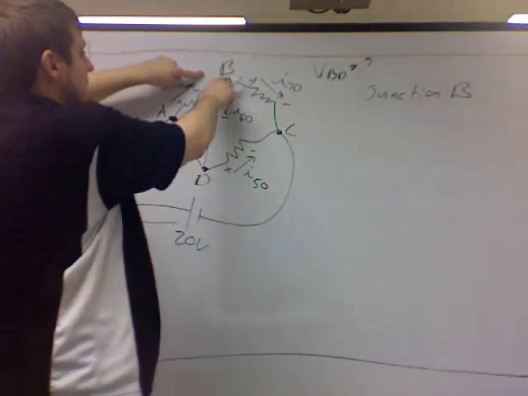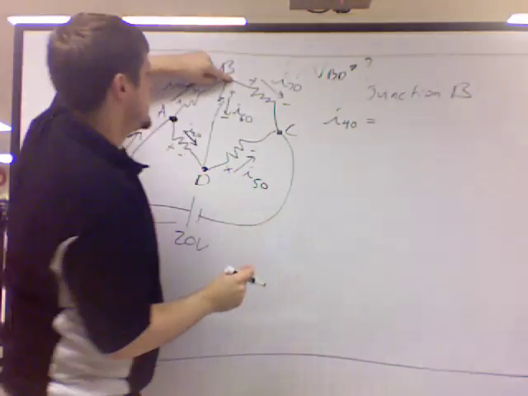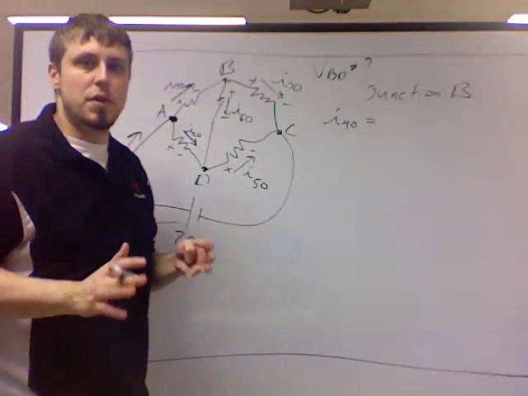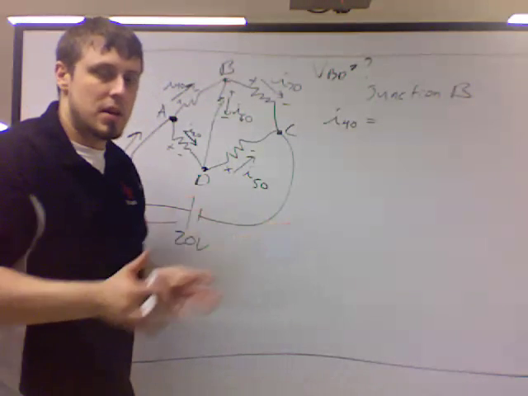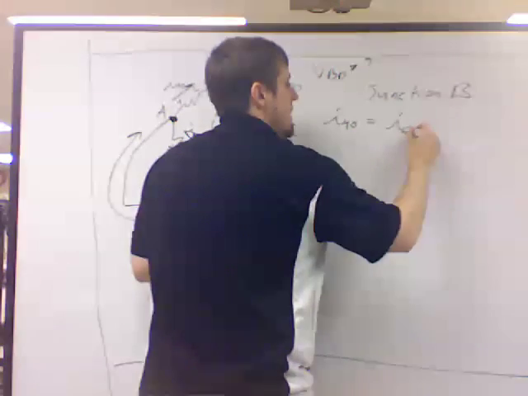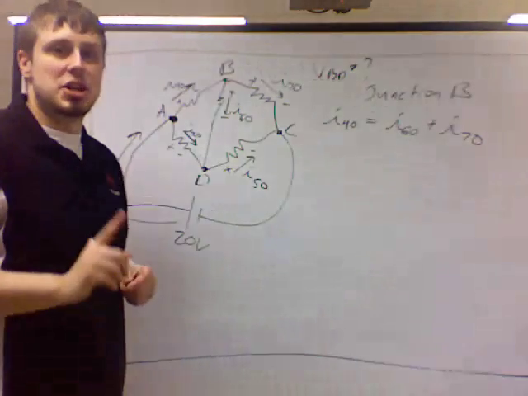So we have current coming into B, I40, and then it splits up. And the current that came in has to equal what goes out. The river analogy: river comes in and forks. Whatever comes in has got to go out. So it'll be I60 plus I70. Okay, that's at junction B.